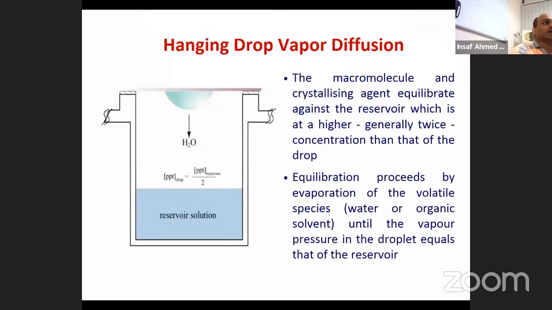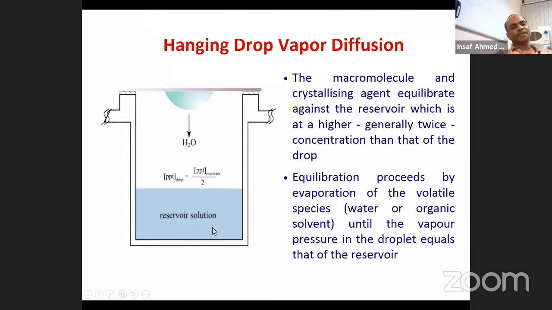So let's go. The most common method is the vapor diffusion method, which has two types: one is the hanging drop and another is the sitting drop. If you see here, in the hanging drop, you take a 24 well plate. In that you have one well, suppose. On the top of this well, you put grease outside of the well. You can see here, this is your grease. After putting the grease, you add your precipitant here.